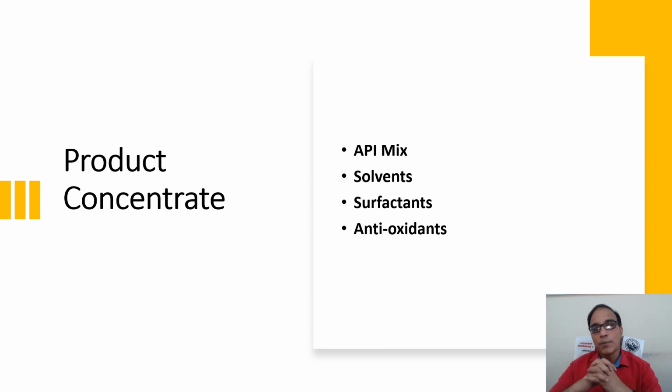Now moving to the fourth component, we have studied all three components. Now we are moving to the product concentrate. What is the product concentrate? Product concentrate is basically one or more APIs put together, which is called the API mix. Then solvent is there, surfactants, antioxidants. So product concentrate involves, along with the drug, these components. So first was our propellant, then the container, third the valve mechanism, and fourth is the product concentrate.